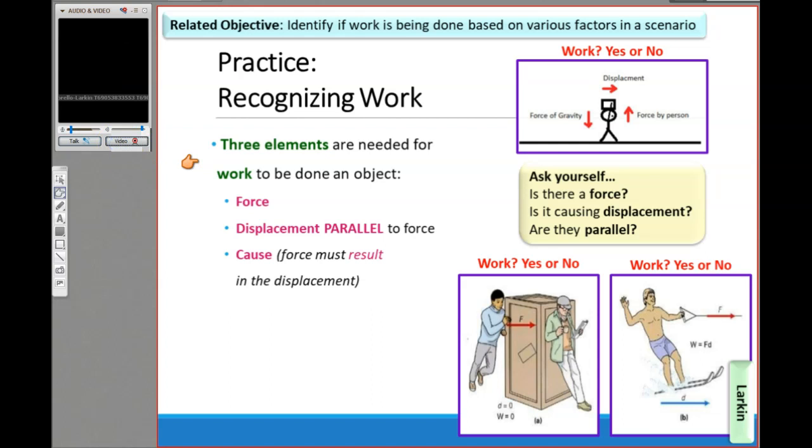All right, so let's go ahead and take a look at this. Three elements are needed in order for work to be done on an object. We need a force on the object, we need a displacement of the object, and that displacement needs to be parallel to the force.